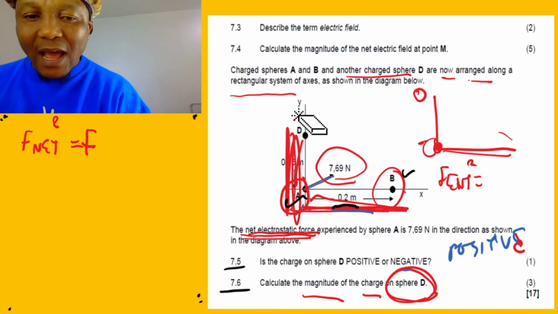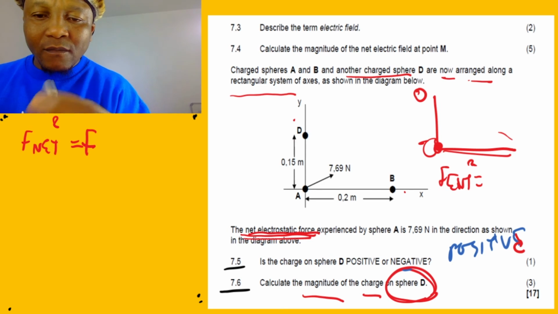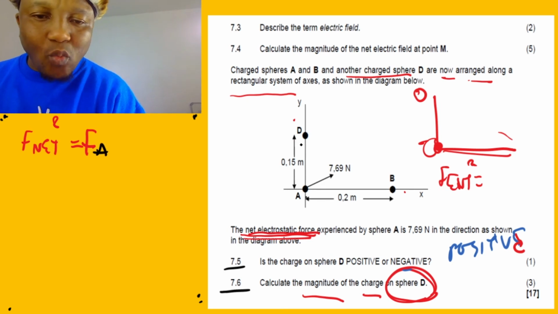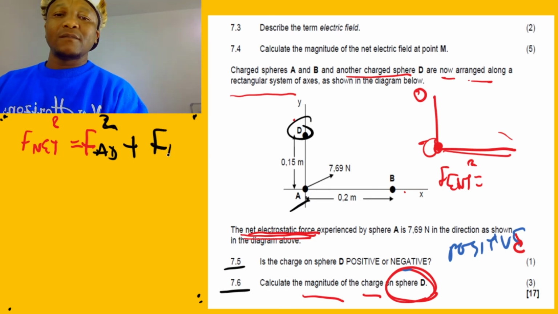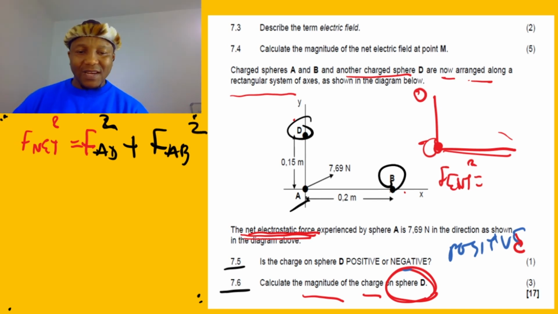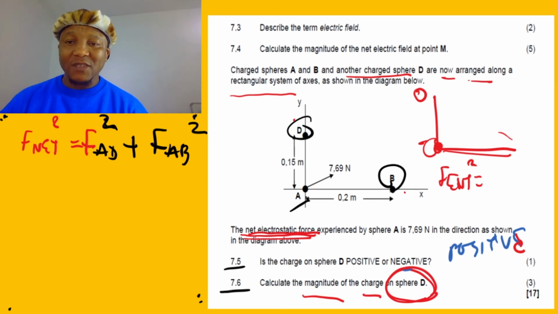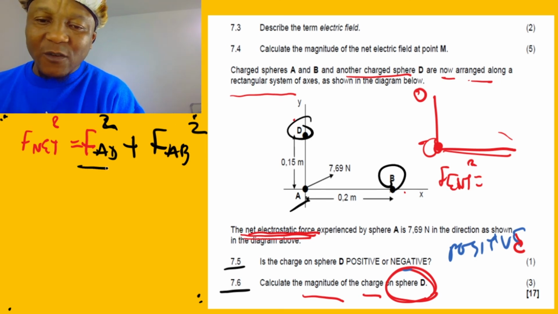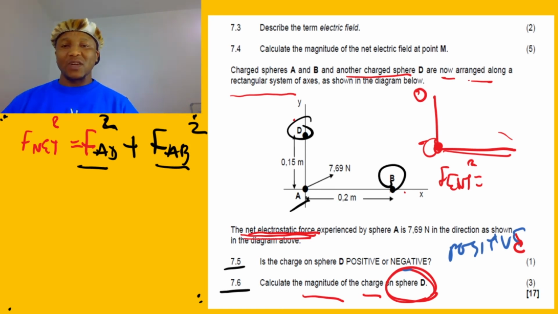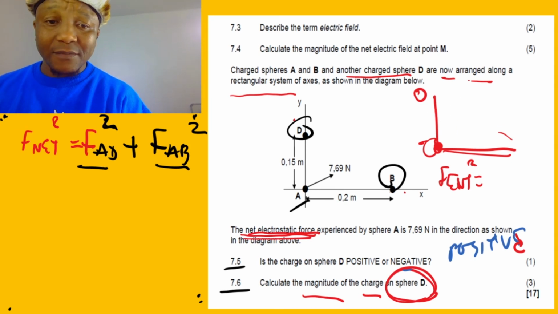So we're going to say now force of A with D squared, and then you add the square of force of A with B squared. And this is going to help us to get the net force of that A. See what I'm saying? So it's easy. What I'm going to do, I'll simply find the net force of AD and the net force of AB, and then I'll add them together at the end. Okay? Now let's do that.